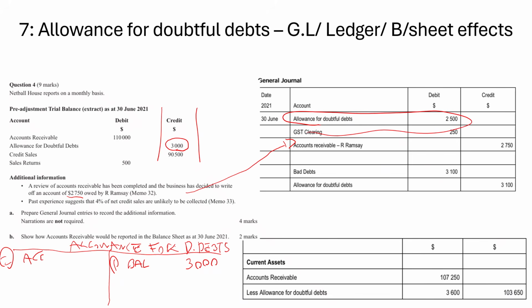If we were doing a ledger with the ACREC account for that 2,500, again, make sure you exclude the GST. Then we put in our estimate for the next period. That's going to be step 3, balance. We've got 4% of our net sales. Our net sales are credit sales 90,500 minus 500, that's 90K. We multiply that by the estimate percentage, 0.04, and that's 3,600.